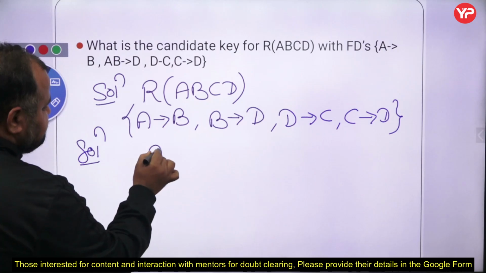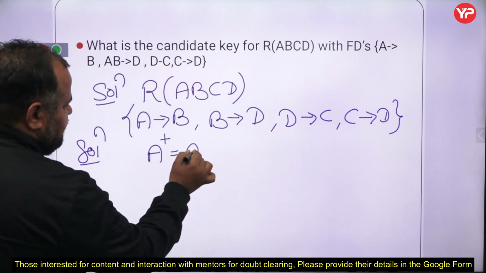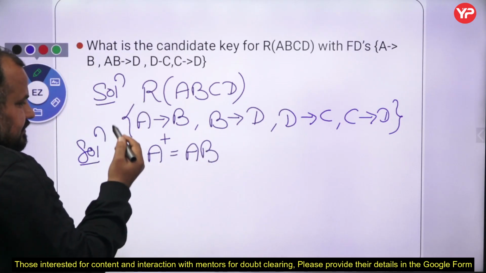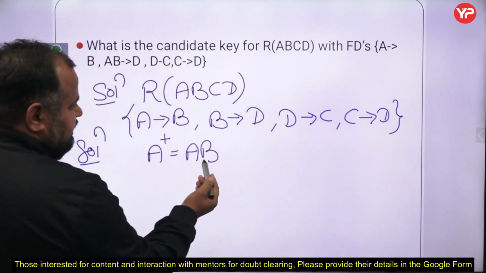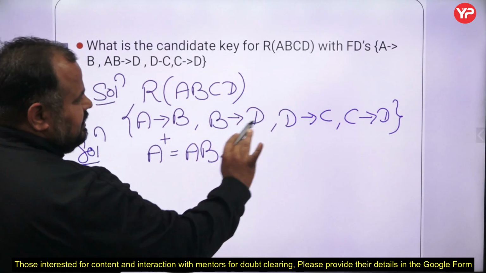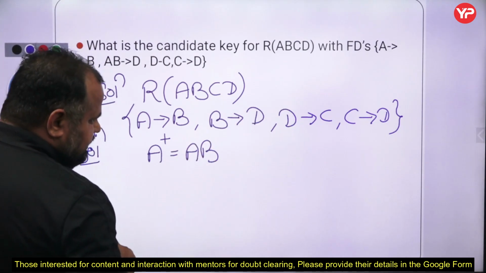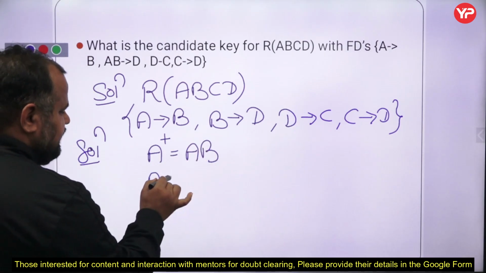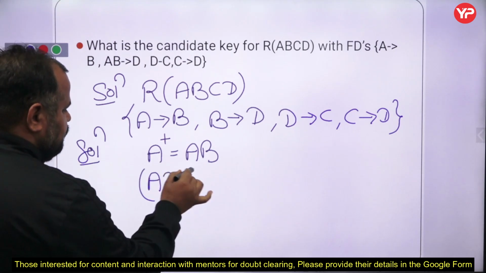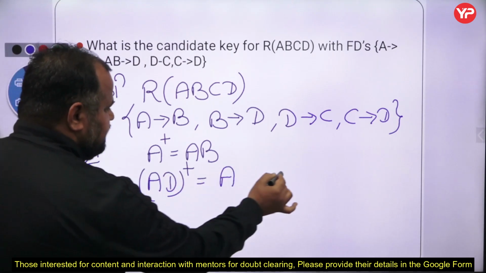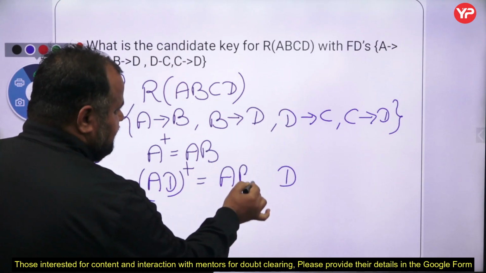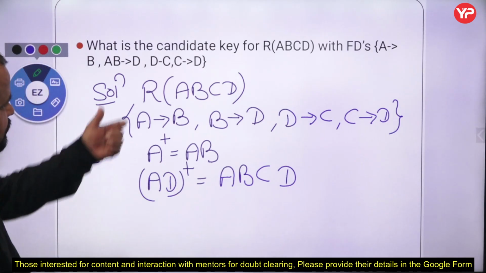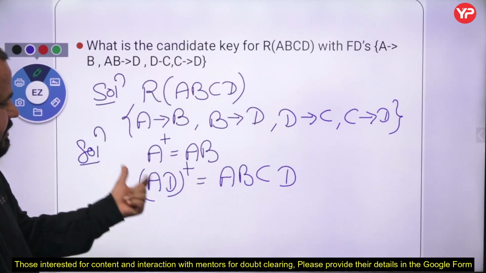If I find the A closure, I get A determines B. Now, can someone tell me whether A and B are determining C or D? No. So A is not the candidate key. So the point is, can you find the AD closure? See, my dear students, AD closure. With the help of AD, we can find AD, and A determines B and D also determines C. So A, B, C, D, all the attributes of relation R are uniquely determined by AD.